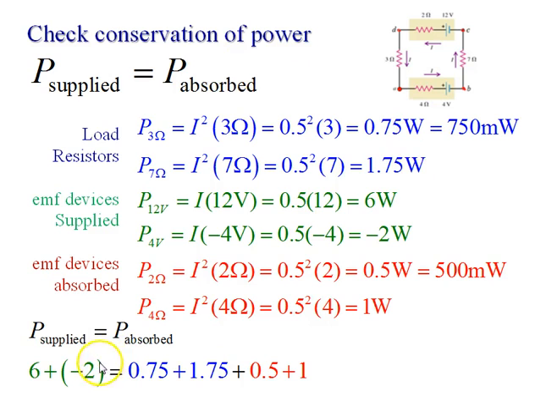We will check that against supplying power. We solved that EMF devices were supplying power. So a negative supplied power is the same as absorbing power, but we'll still put it on this side of the equation. So we have our 6 minus 2 is equal to our 0.75 plus 1.75, that's our 2.5. And then we have 2.5 plus 0.5 is 3, 4. So we have 4 equals 4, and check, we have conservation of power. So that's it for KVL and series loops. Our next video will be on KCL and parallel circuits with multiple loops.